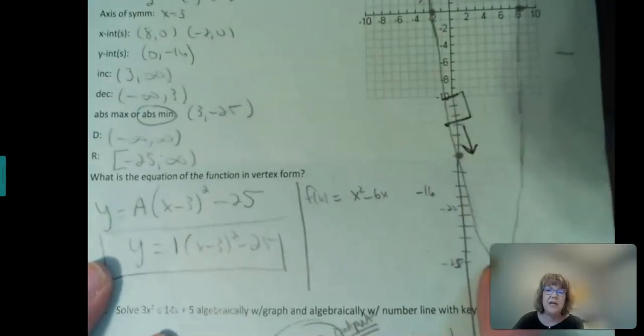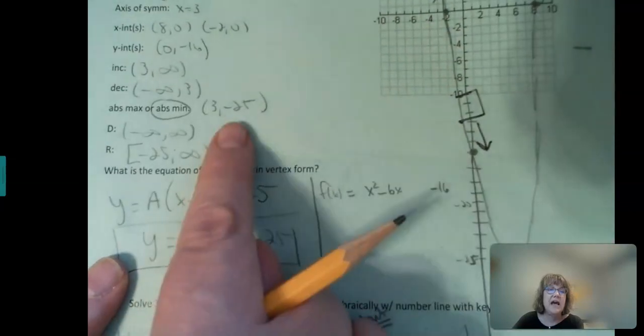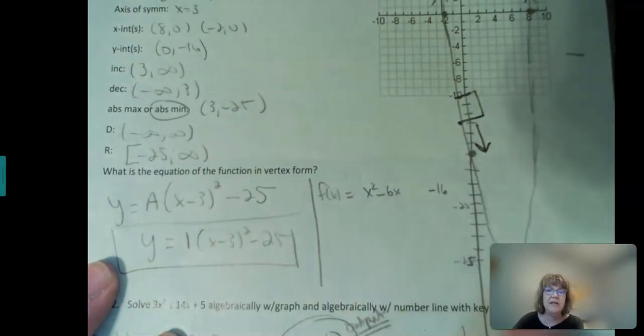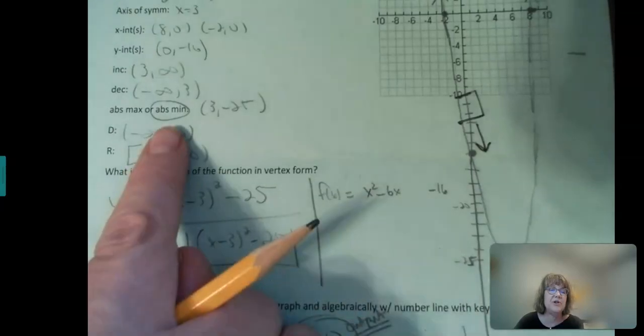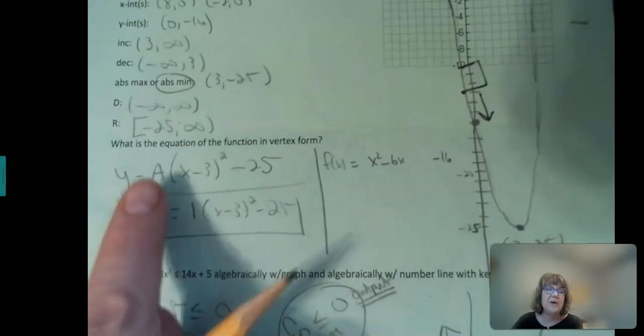So from 3 to infinity, it's increasing from -infinity to that. Absolute min or max, this is a min. Down here, that's your vertex. We have domain, we have range. That's the only time you do y values. All right, now this one.